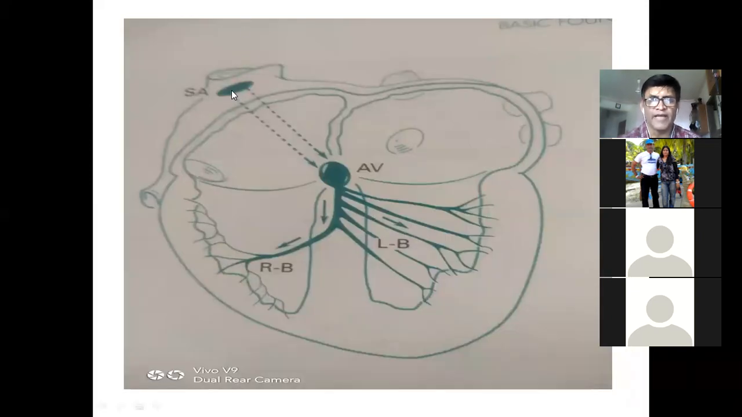This picture. See, SA node, P wave. Now you can see the arrows coming here. Then PR interval. Then Q comes down, correct? And then R and then S. This is how the wave is formed. Did you understand? P is going upwards.